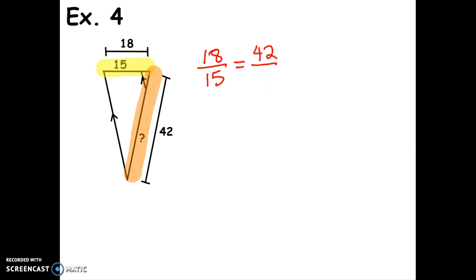And that is an ugly question mark. Okay, there we go. All right, so now we're going to cross multiply. 18 question mark equals 15 times 42, which is 630. Now we'll divide 18 on both sides. And question mark equals 35.